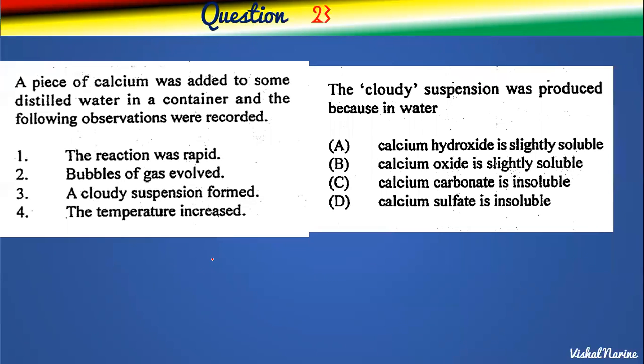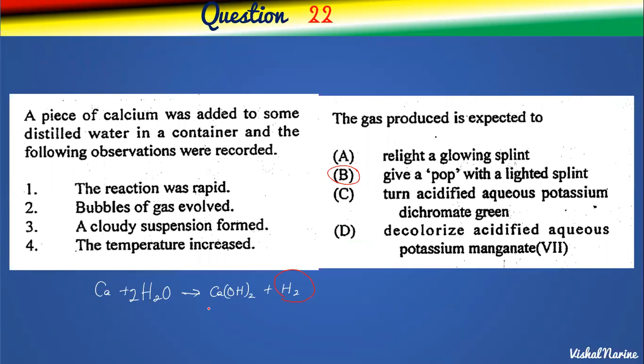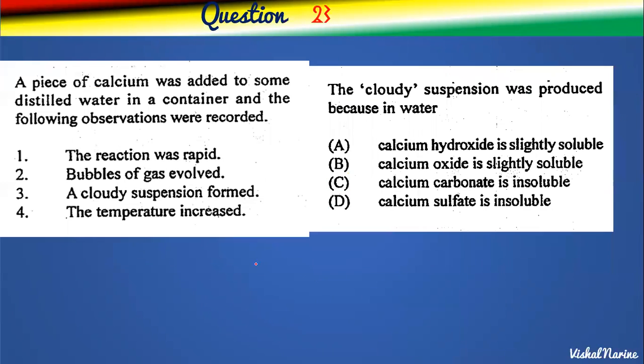23 continues with the same introduction. So I'm just going to go back to relate to the equation. So it says that the cloudy suspension was produced because in water something. So let's talk about it. So we have calcium hydroxide being produced here. So the answer here is that calcium hydroxide is slightly soluble. All right, so the answer is E.